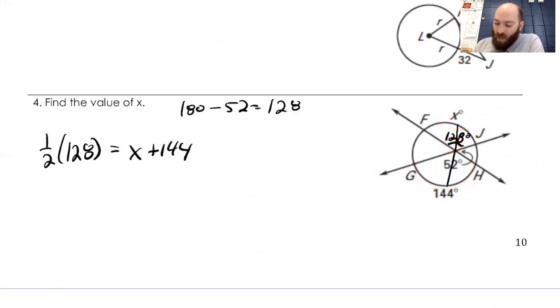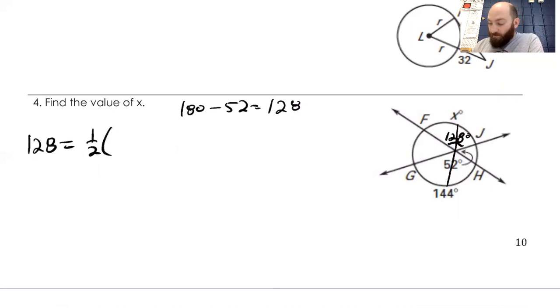So 1/2 of 128 is going to give me 64, and that equals X plus 144 there. And wait a minute. Oh, I'm sorry. Let me rephrase. Let me redo that part. I totally messed up my setup. 128 is equal to 1/2 of the sum of the other two. My bad. The angle is half of the two arcs added together.